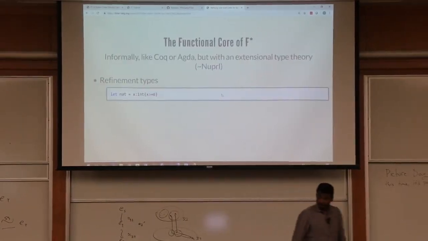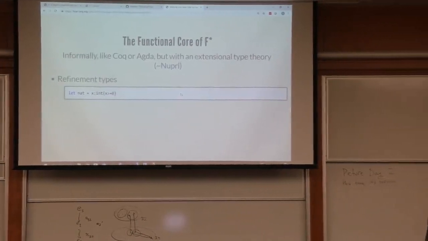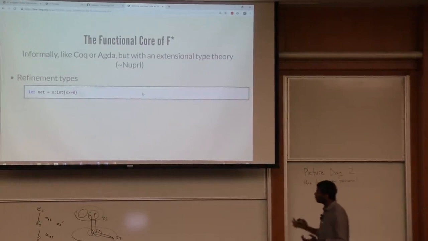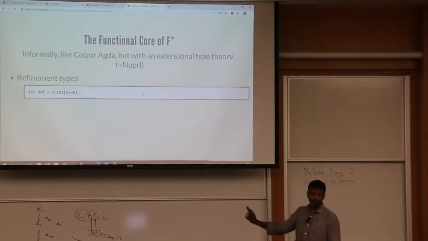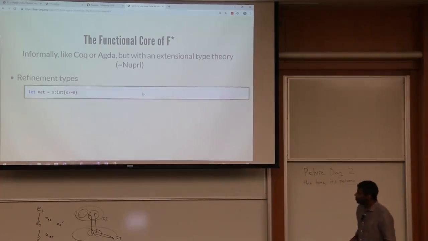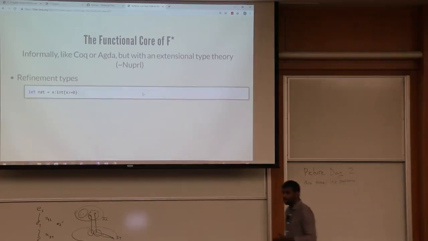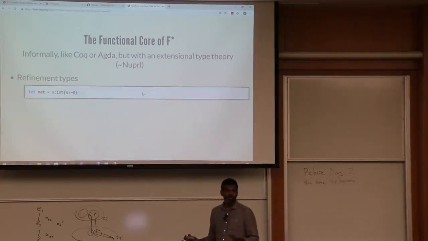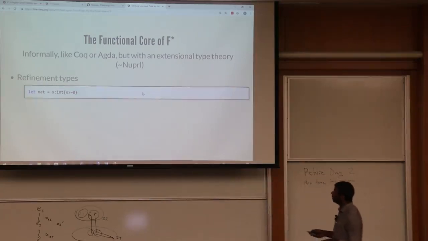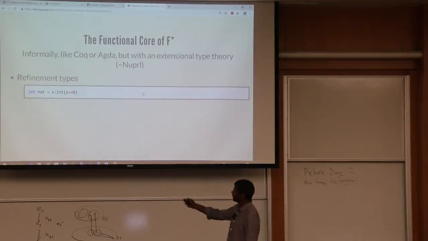Okay, so I'm going to start with a tour of just the functional core of F*, and then we'll get to effects. Informally, at its core, like I said, it's like a type theory, like Coq or Agda. I'm going to highlight a few main features that you may not have seen if you've only been programming in these other systems. The first one is refinement types. Refinement types are kind of a proof-irrelevant sigma type, for those of you for whom that means something. But one way you should see it is that it's a type refined by a formula.